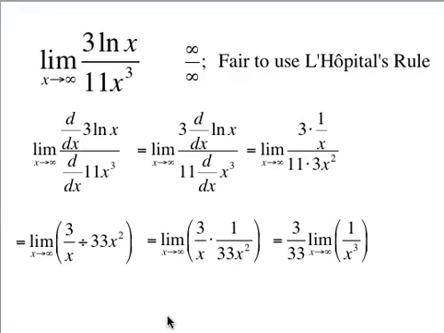3 over 33 is, of course, 1/11th. But as x gets large, a large number to the third power is a very large number. 1 over larger and larger numbers is going to get closer and closer to 0. So we will have 3 over 33, which is, of course, 1 over 11, times this limit, which is 0, and our answer to this question is also 0. And we have one more pair of problems to look at.